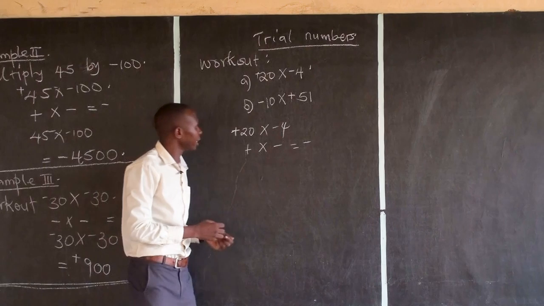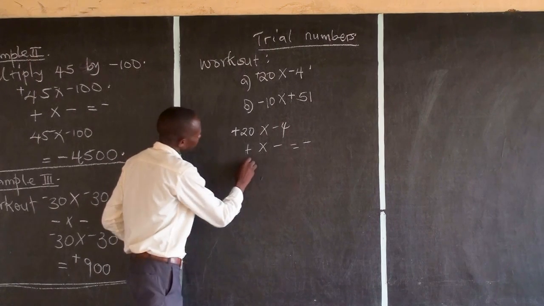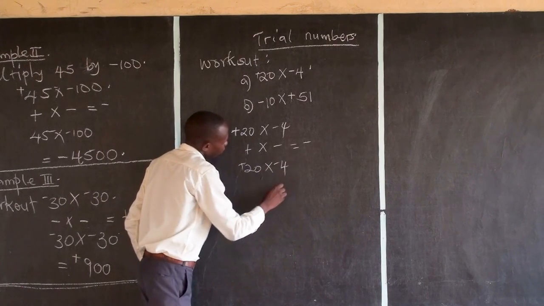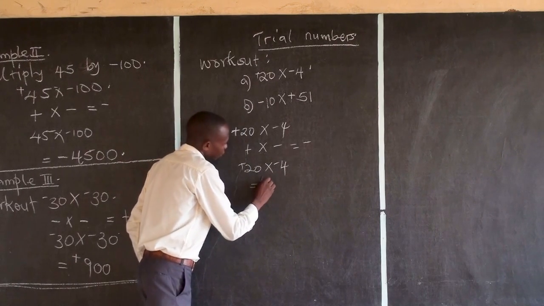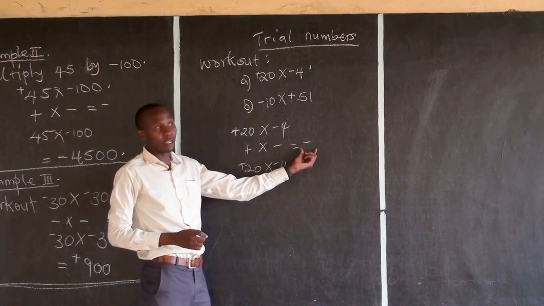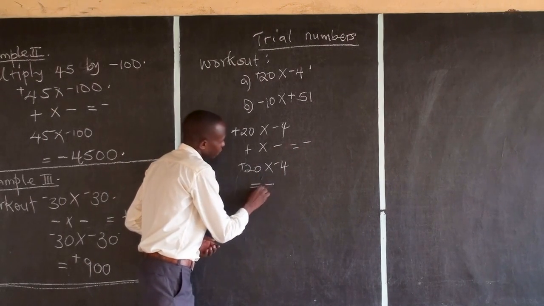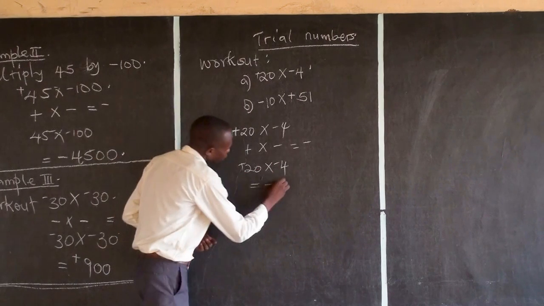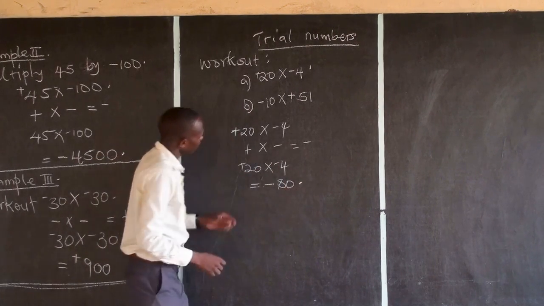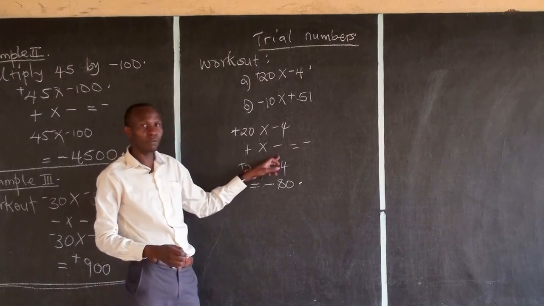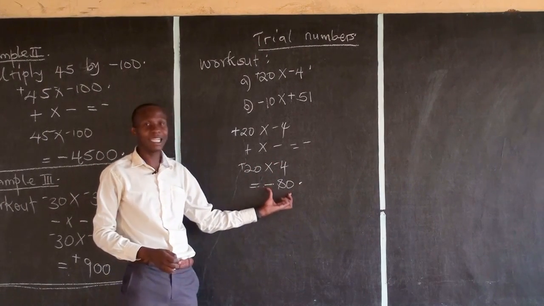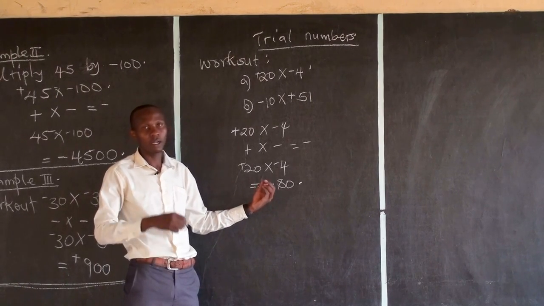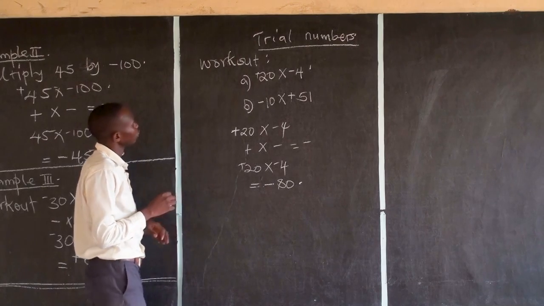So the product will be negative, meaning that I will have my positive 20 times my negative 4, which will give us, first of all, this must be in negative. So I'll say the product will be negative. After getting negative, then I'll say 20 times 4, that will give us 80. So positive 20 times negative 4 will give us negative 80. If you have got that, you can as well put a tick. Then let's continue to B.